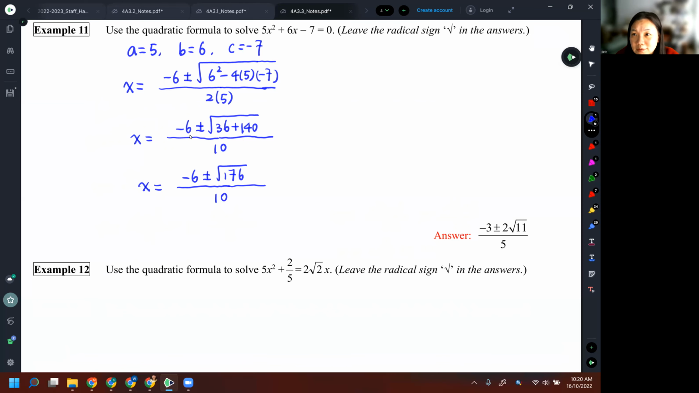Okay, now this question, since 176 is not a square number, the answer must be irrational. So the question also asks you to leave the radical sign in the answer. So in this case, you must simplify the answer. Okay?